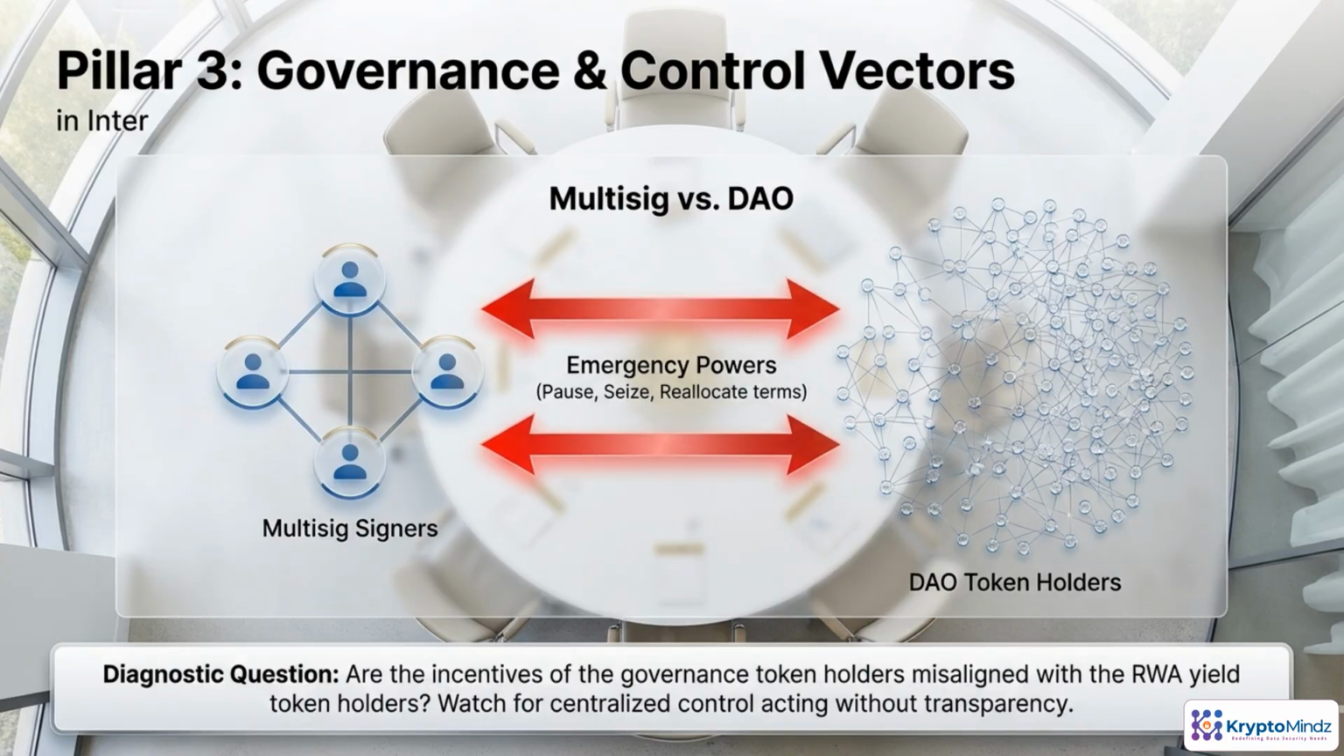Governance in an RWA protocol is really about who wields emergency powers like pausing, seizing, or changing terms. A small multisig can act quickly, but concentrates risk and invites opaque decisions. A broad DAO is slower, but tends to be more transparent and aligned with users. The critical lens is incentive alignment. Do the people with power win or lose alongside RWA yield token holders when things go wrong?